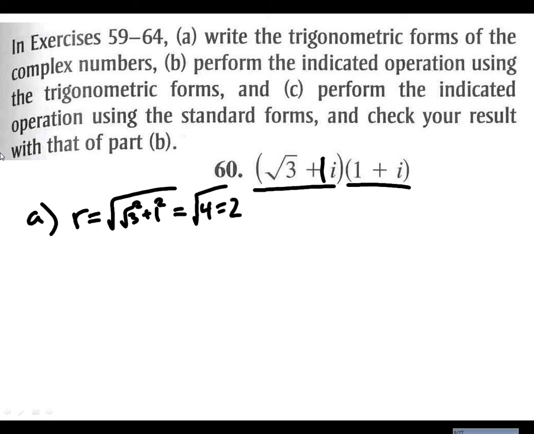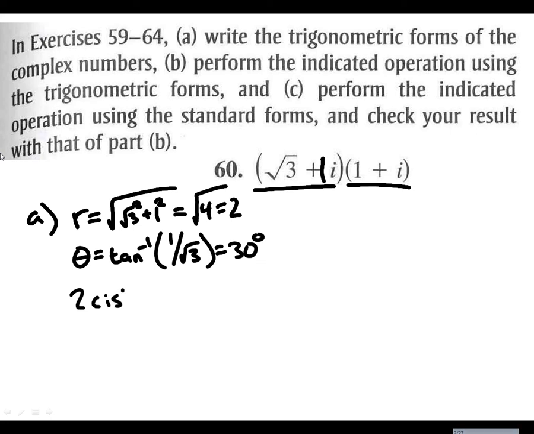And let's find our angle: the inverse tangent of 1 over rad 3, which is the same thing as saying root 3 over 3. If we plug that in, we're going to end up with 30 degrees. Look on your unit circle, plug it into your calculator. So here we've got 2 cis 30 degrees. That's the first part of A.